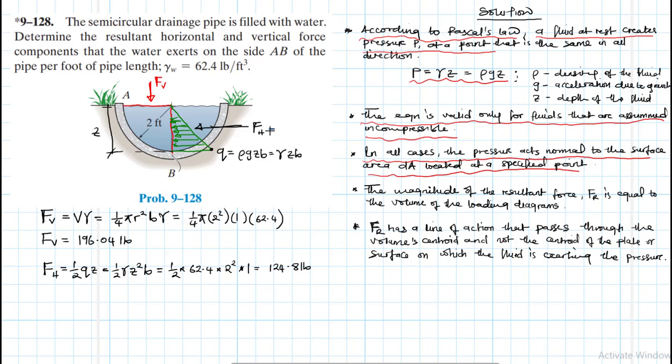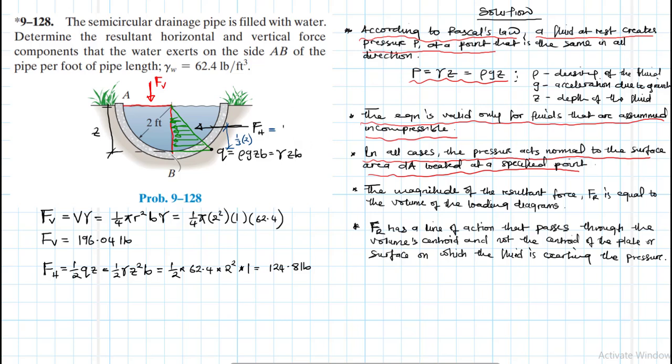We found FH. Of course, for FH, this one is easier to find where it is located. It's just 1/3 of z, which is 2. That's where it is located. For this other position here, of course, we need some further calculation.